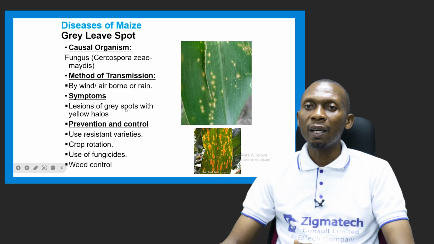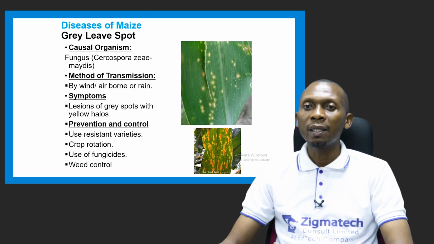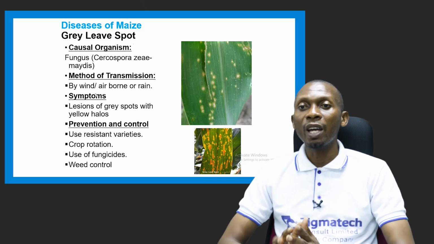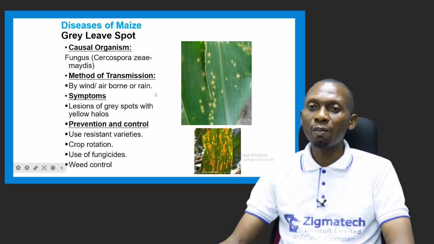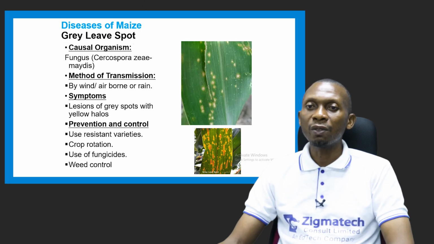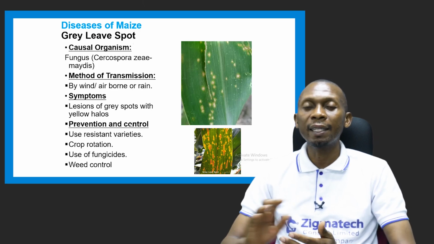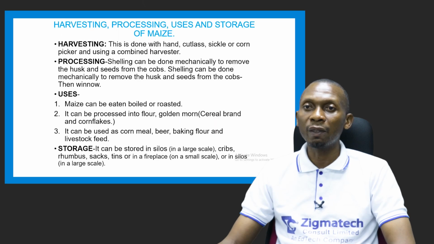Okay. Now, gray leaf spot is also a fungal disease, Cercospora zeae-maydis, and is transmitted by wind or airborne spores, also by rain. You can see lesions of gray spots with yellow halos. This is it, yellow halos. And it's prevented by using resistant varieties, practicing crop rotation, use of fungicides, and also controlling of weeds can help to take care of this.